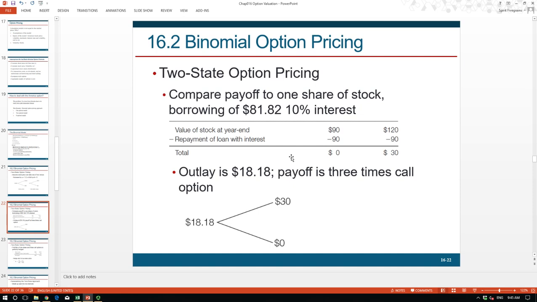And the outlay of your stock and borrowing portfolio, which is equal to $18.18, should equal the value of the options. Because your option value also has 2 states, $30 versus 0, right? And here you have 3 options, which generate $18.18 of total value. So for each option, the value is $6.06. This is a very simple, very easy way to figure out the call option price.